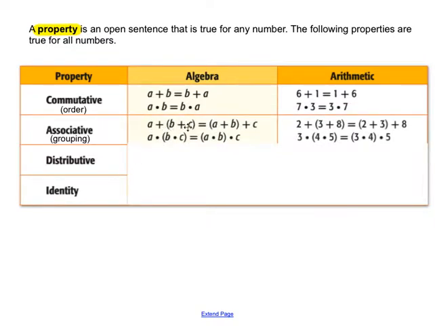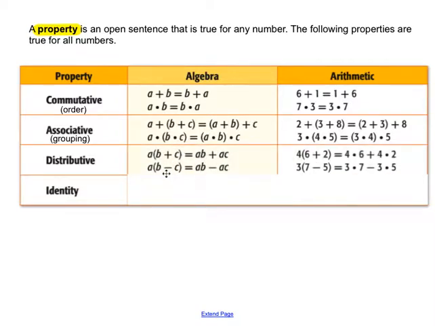Notice we can group the second two together or the first two together, and it doesn't make any difference for addition or multiplication. We will still get the same answer. Now that is not the case when we deal with subtraction or division. We'll talk about that a little bit more in the next slide.